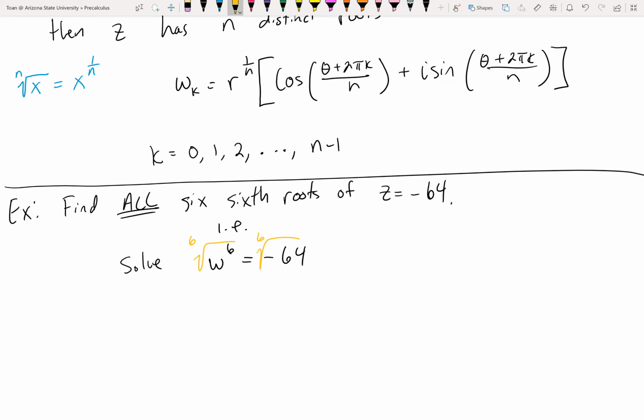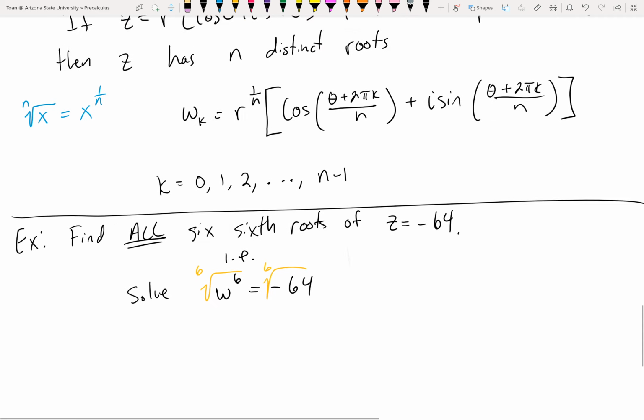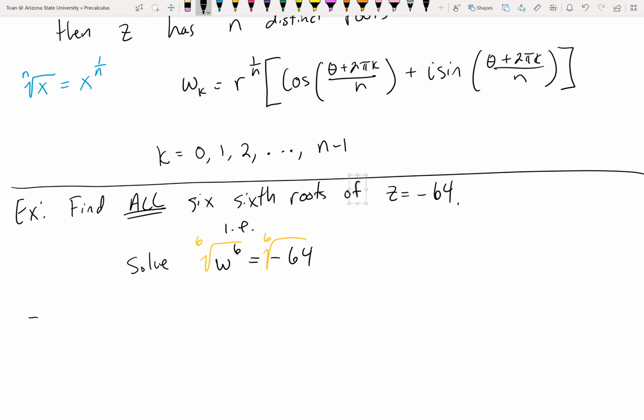The first thing we need to do is convert it to polar form. Remember, all of these ideas, DeMoivre's theorem and nth roots of complex numbers, only work in polar form. Oops, that's not what I wanted to do. Let's move them back. There we go. They only work in polar form, so I have to first convert everything to polar form. Now, this should be a cinch.